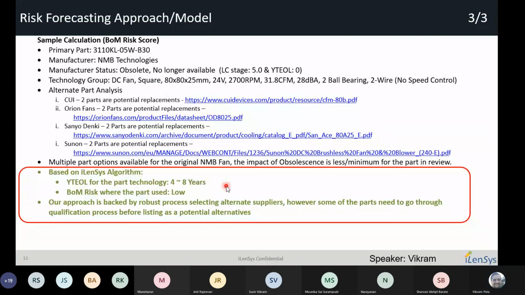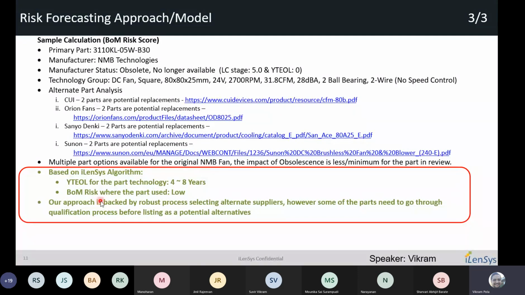So this is how the iLenSys algorithm is designed. When you take this example, we would classify the typical years to end of life as 4 to 8 years, since you still have four different manufacturers providing a similar spec.